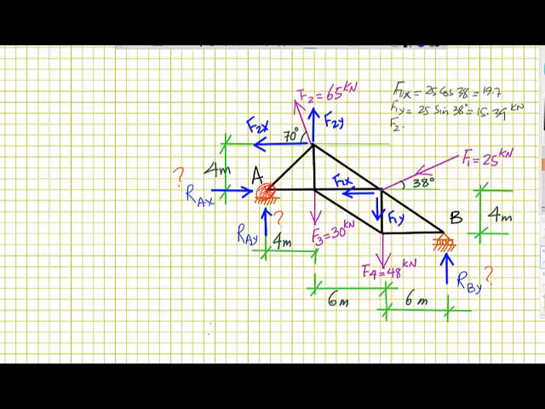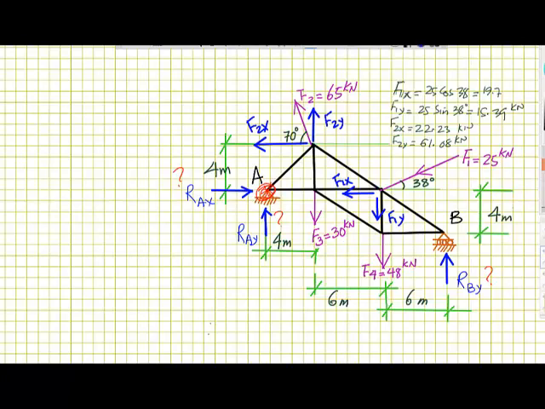And for F2x, you do the math for this part. That will be 65 cosine 70, and F2y will be 65 sine 70, and that is equal to 61.08 kilonewton.